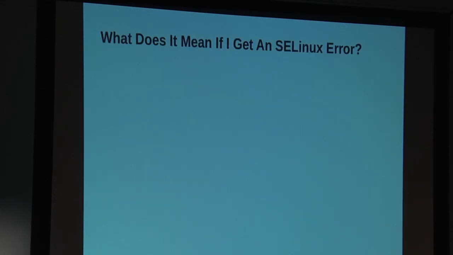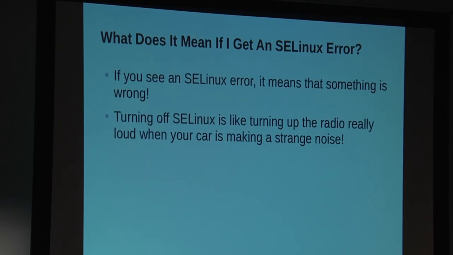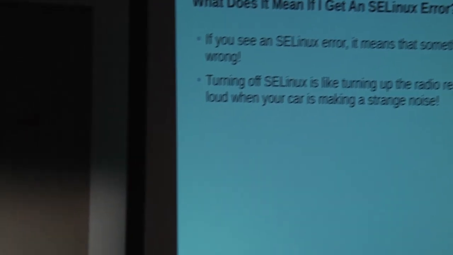So what does it mean if I get an SELinux alert? Well, if you see an SELinux alert, it means that something is wrong. Turning off SELinux is like cranking the stereo up when your car is making a loud noise. You can mask it, but it doesn't fix it. You need to figure out what's going on, okay? So it may mean that labeling is wrong. This is fairly common. Use the tools to fix the labels, and I'll show you some examples of how to do that in a little while.